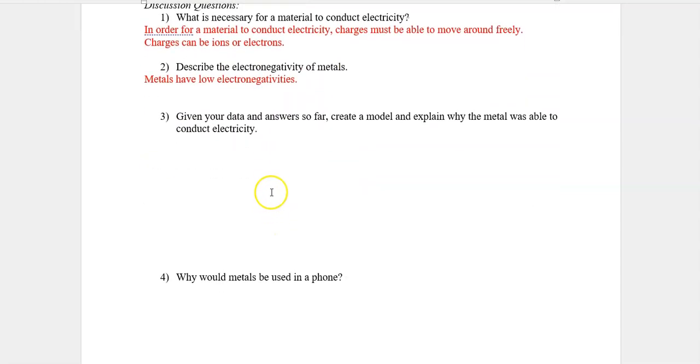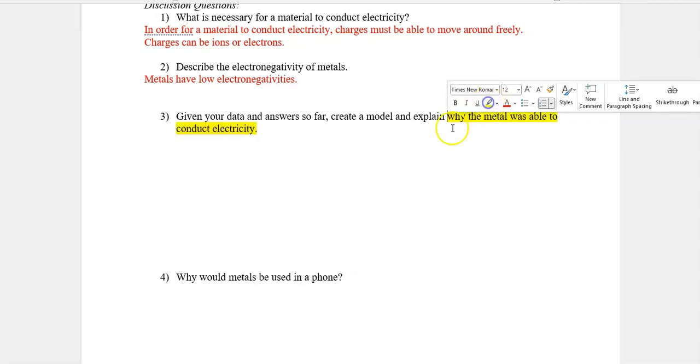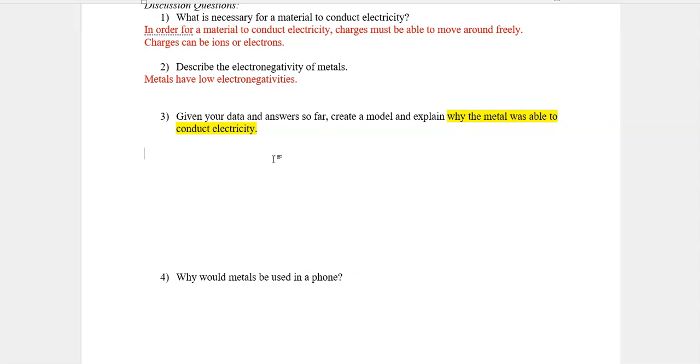Given your data and answers so far, create a model and explain why the metal was able to conduct electricity. This is up to you. Whatever you did, in order to conduct electricity, charges need to be able to move around. So models need to show charges moving around somehow.